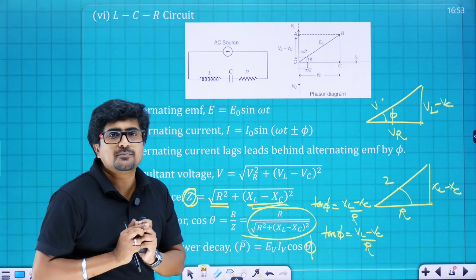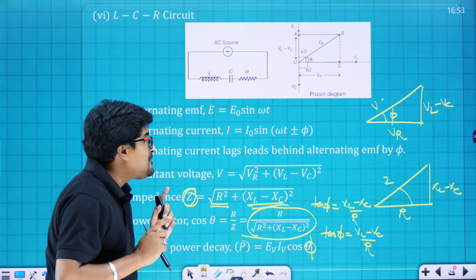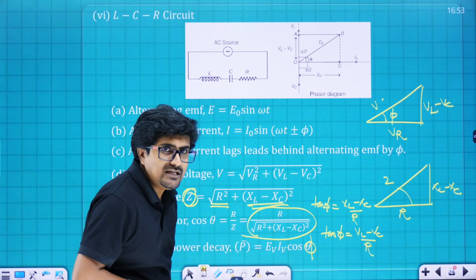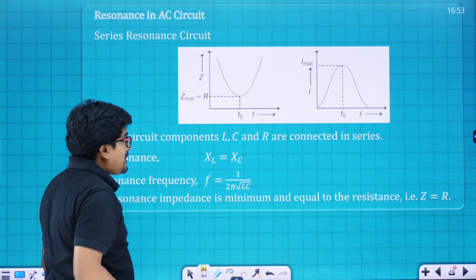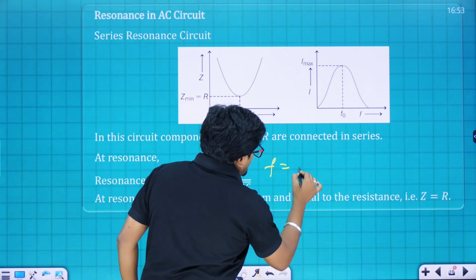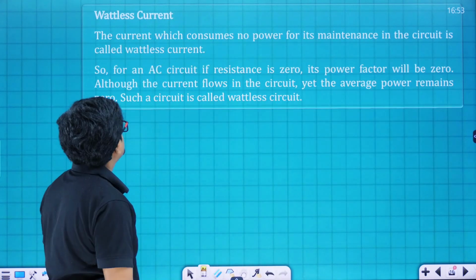So once the impedance is minimum, the current is going to be maximum. That condition is known as resonance condition. And I told you at resonance XL equals XC. So once I take XL equal to XC, that happens for a frequency f equal to 1 divided by 2 pi under root of L into C.